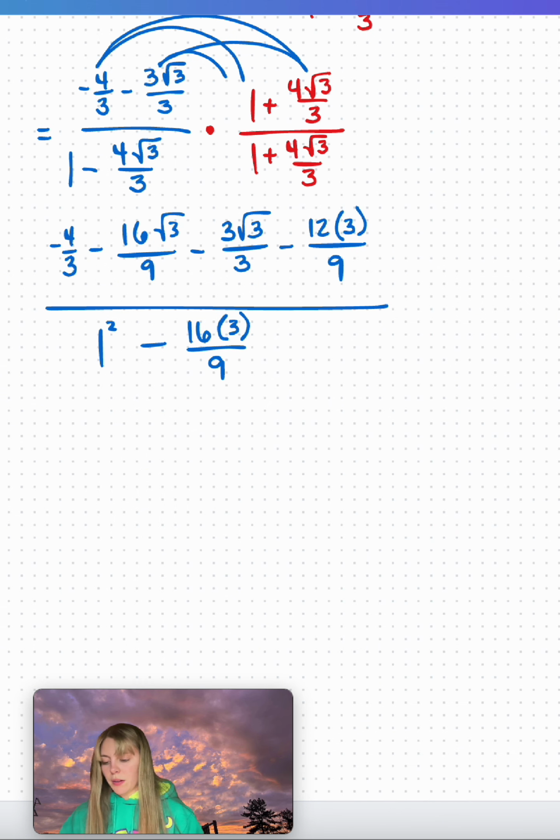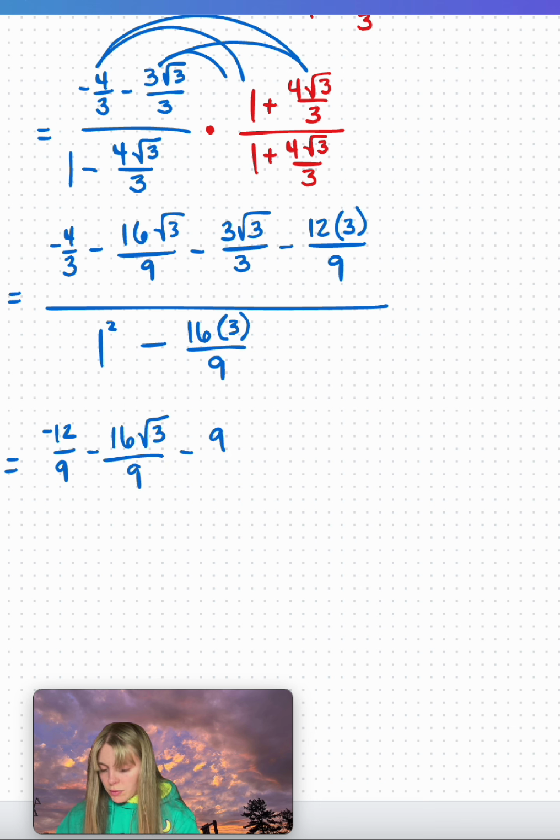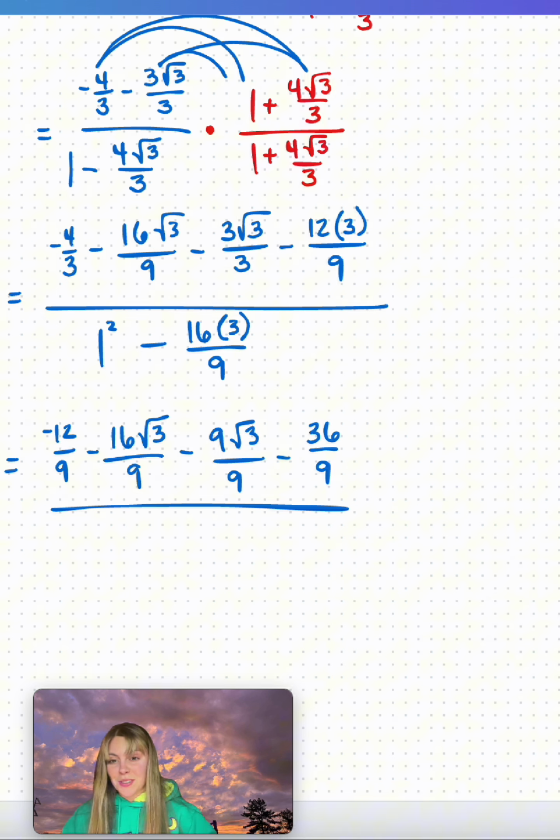So now we can simplify further. What I'm going to do in the numerator, I'm going to get a common denominator. The common denominator I'm going to choose is 9. So I'm going to put everything in the numerator over 9. So I have negative 12 ninths minus 16 root 3 over 9 minus 9 root 3 over 9 minus 36 over 9. And then to simplify in the denominator, I'm also going to choose the common denominator of 9. So this would be 9 ninths minus 16 times 3 is 48 ninths. Okay, we're getting there.